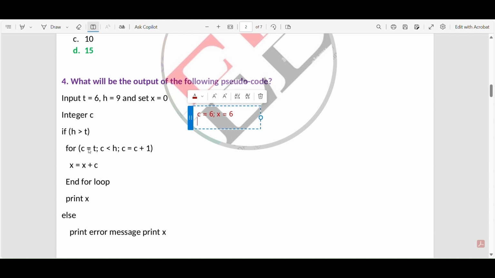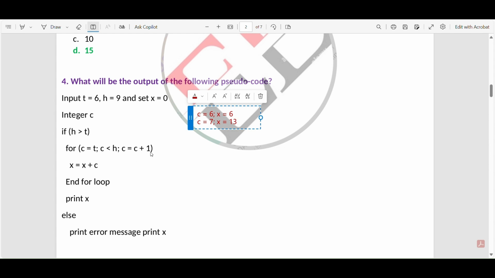And next we are going again to the upper one and increasing the value of c to 7, adding 1 to it. And next we are again checking it. Yes, 7 is less than 9. So we are again doing that. And now x will become 6 plus 7. What is 6 plus 7? It is 13. So now x has become 13.